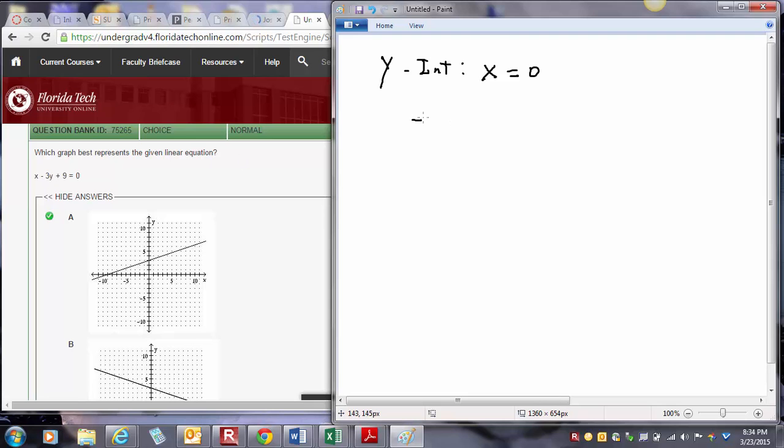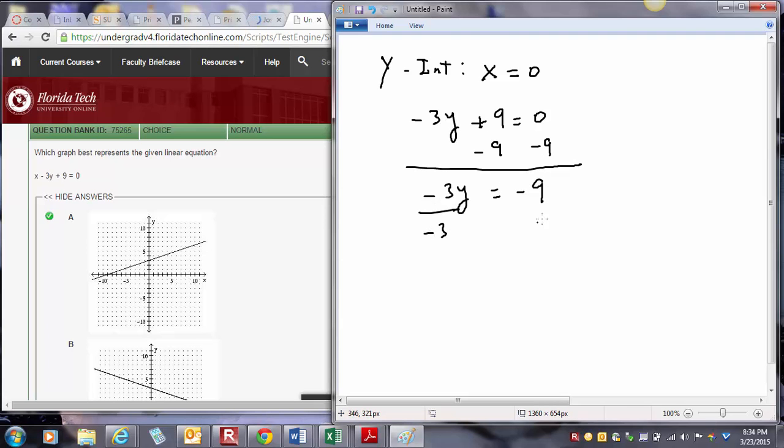So we end up with -3y plus 9 equals 0. To solve for y, subtract 9 from both sides. This will give me -3y equals -9. Then divide both sides by -3. And I see y equals +3.